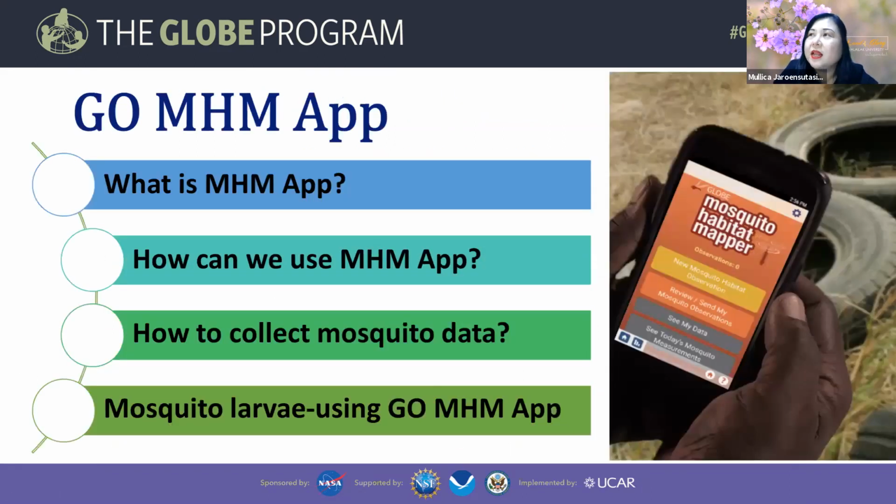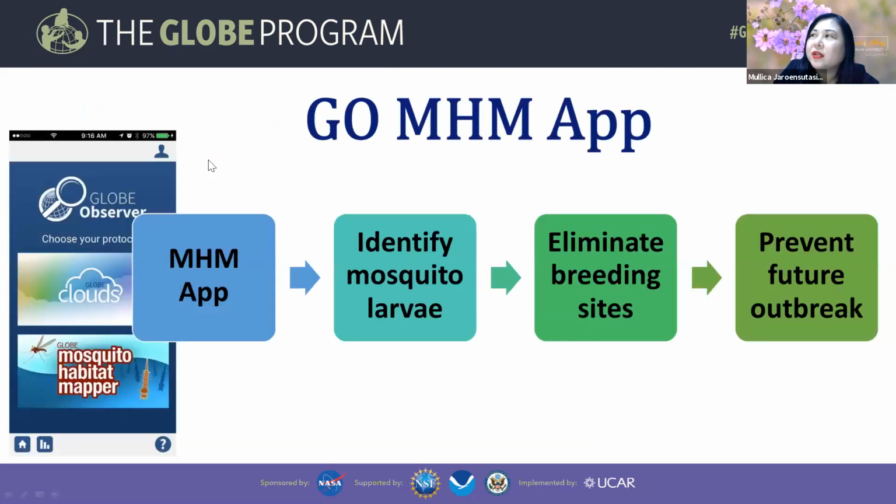I only have 1 minute left, but I'm gonna go quickly on the Mosquito Habitat Mapper app. Okay, this you can download it from App Store. Okay, and from the app you can use the app to identify mosquito larvae, and then after you take a photo of the container, or they call breeding sites. Then you can eliminate breeding sites, and once you dump the water out, take the container and put in a trash bag, and then whatever your action is, that would prevent future outbreak.